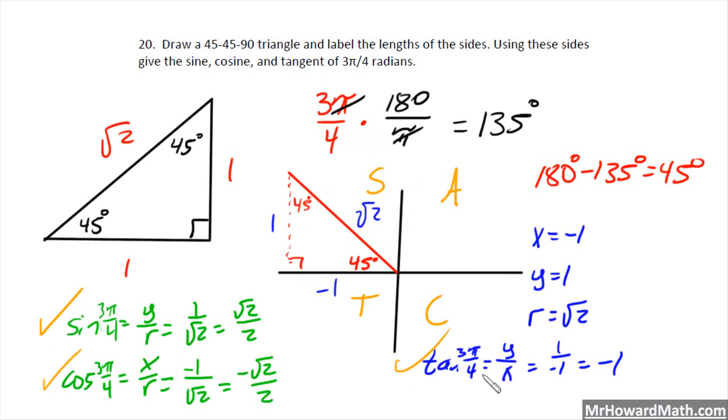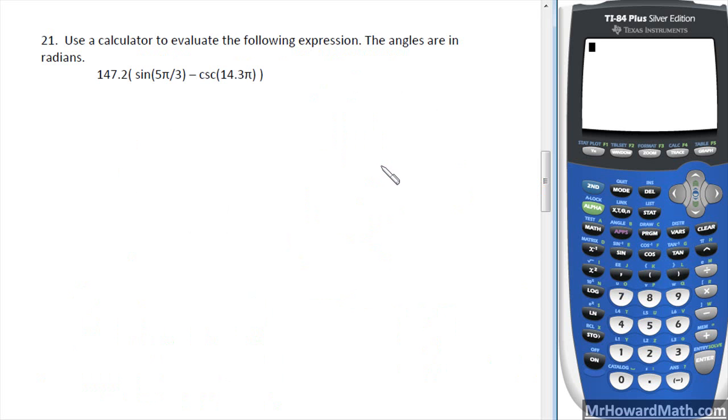All right, one more to go. Question 21, and we'll be done with this video and done with the review. All right, problem 21, last one for this review. Use a calculator to evaluate the following expression. The angles are in radians. We know that because there's no degree symbol listed here, and the other clue is it's in terms of pi, and most of the time radians are in terms of pi.